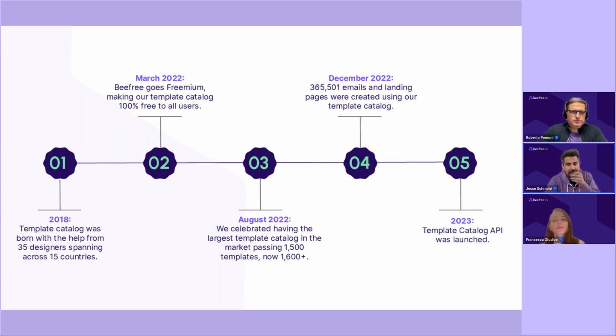Now available in the SDK is a template catalog that was originally born in our hosted app with the help of 35 designers from 15 countries. After release, we moved the hosted app to a freemium strategy early last year, making our template catalog free to all users. By the end of the year, we celebrated milestones like passing 365,000 emails and landing pages created from a template in a single month. So what started as a small effort with a few designers has evolved into a workflow that's produced 1,600 high-performing templates for our Beefree users.